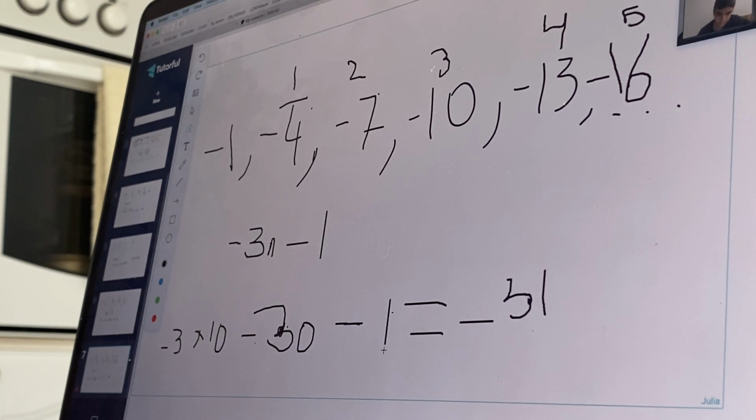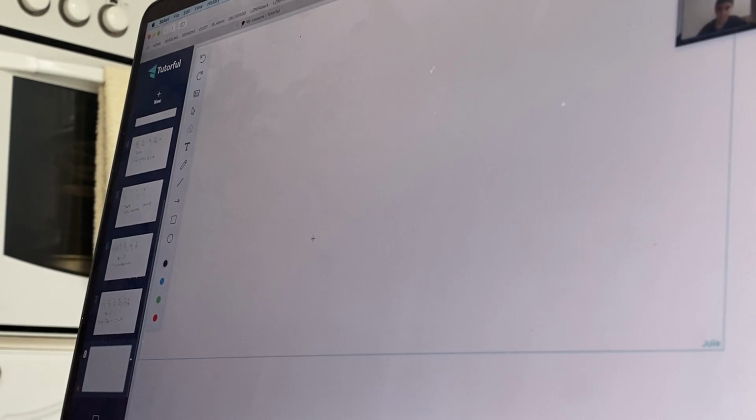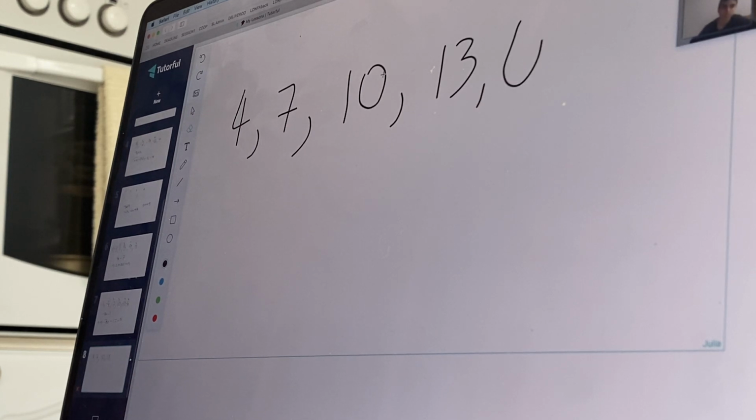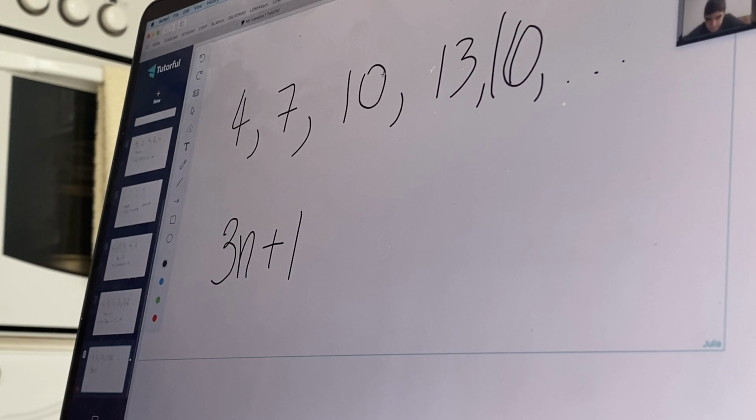Okay, great. Well done. Let's move on to slightly different questions. So what we're going to do now is have a look at checking whether or not something is in a sequence. So let's go back to this sequence here, which we may have seen before. A little bit similar to our previous one. So what we do here is it's 3n plus 1. Okay, so 3n plus 1.